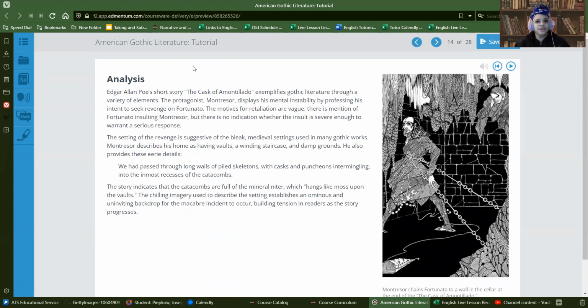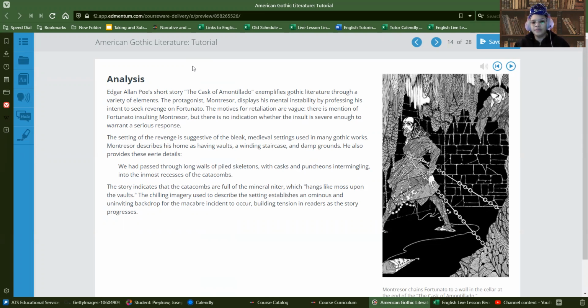Okay. So here they start to give you the analysis. I don't go over excerpts in these. If you want help with understanding the excerpts, feel free to schedule tutoring. But they do go over a few things that I want to point out here.